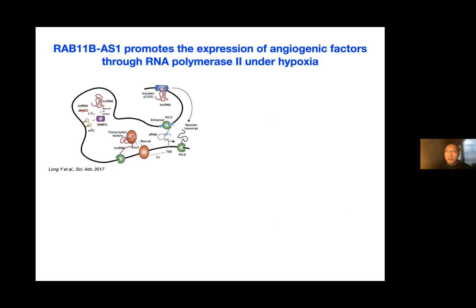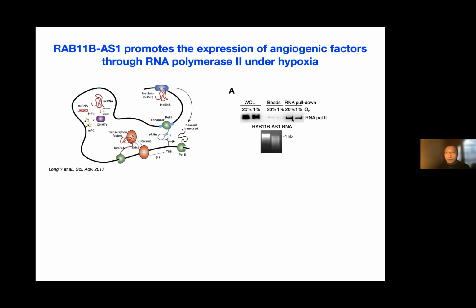So now the question is how RAB11B-AS1 regulates angiogenic factor expression. We know non-coding RNAs can interact with transcription factors to control gene transcription. As I mentioned, those angiogenic factors are regulated by HIF, but we found RAB11B-AS1 does not interact with HIF. So then we looked at RNA Pol II, since non-coding RNAs also control RNA Pol II activity.